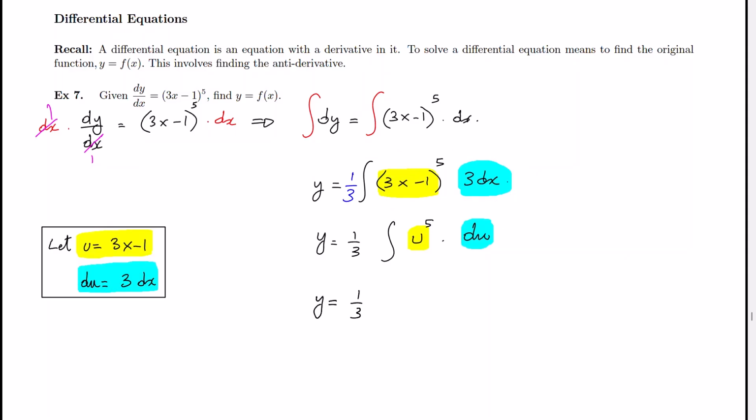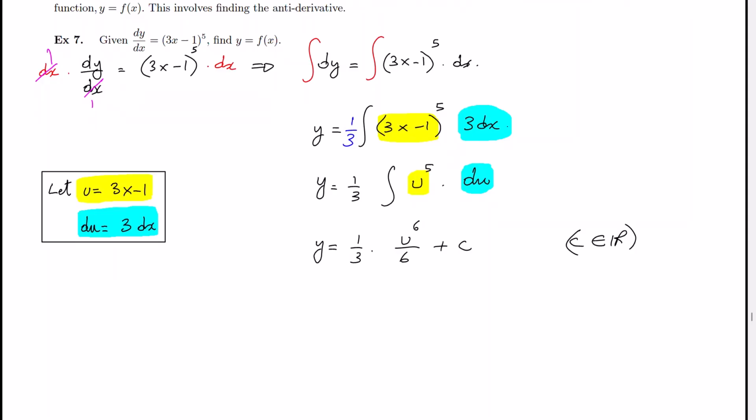Now, what's the antiderivative of u to the power of 5? It's u to the power of 6 divided by 6, plus c, where c is just some random real number. And I can't leave the answer like this because the person reading does not know what u is. I have to give them the answer in terms of x. So let's continue doing that. So first, 3 times 6 is 18. And according to my chart, the u is supposed to be 3x minus 1. And I need to give it the exponent 6.